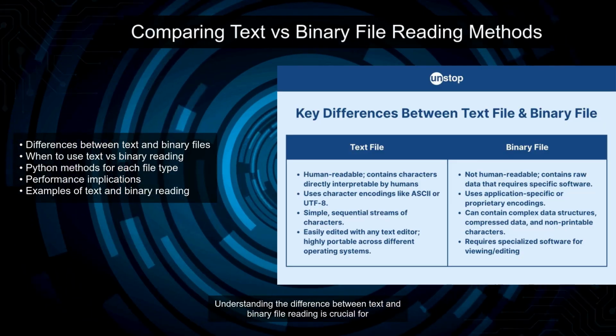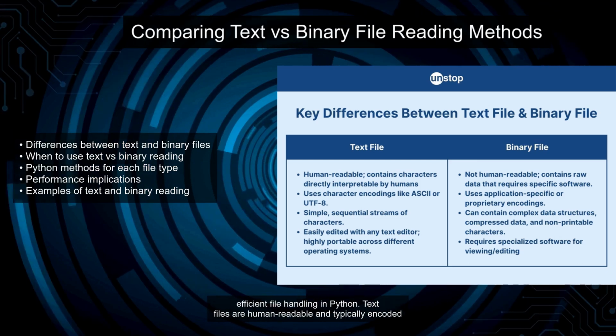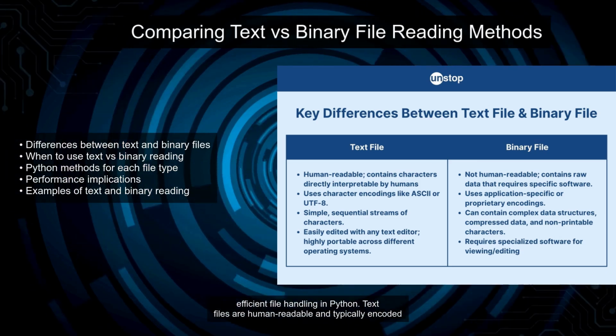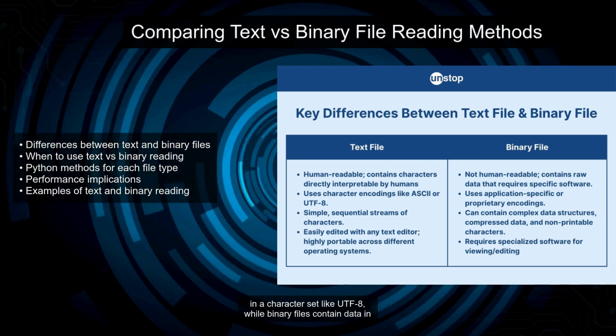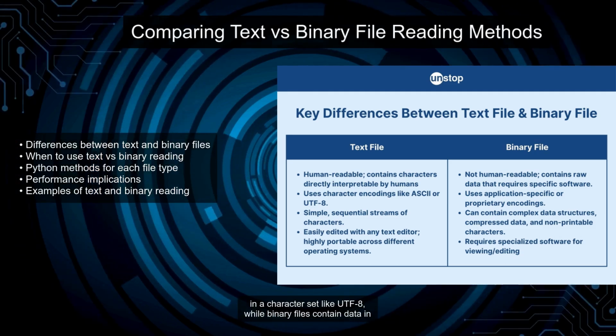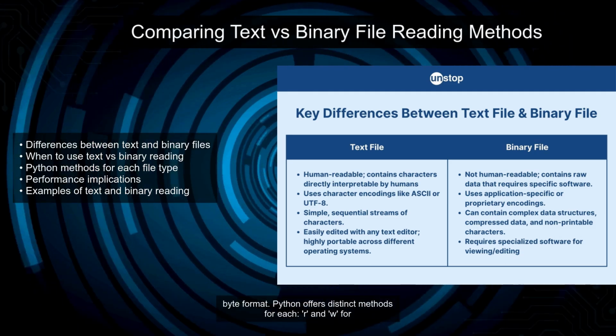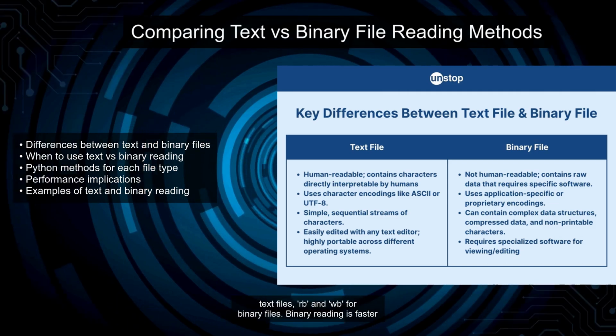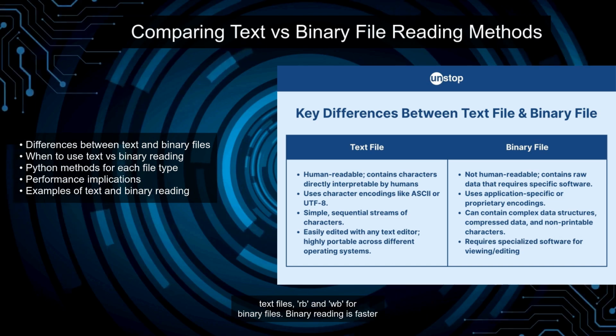Understanding the difference between text and binary file reading is crucial for efficient file handling in Python. Text files are human-readable and typically encoded in a character set like UTF-8, while binary files contain data in byte format. Python offers distinct methods for each: r and w for text files, rb and wb for binary files.